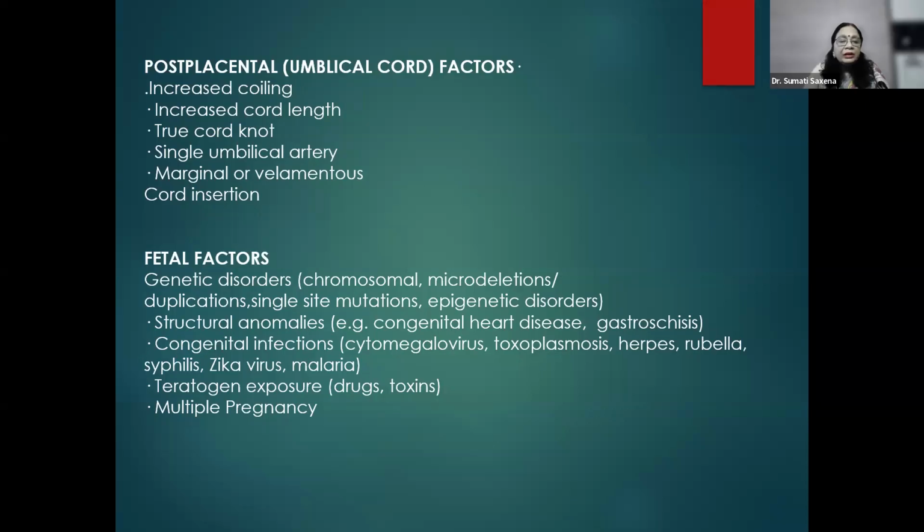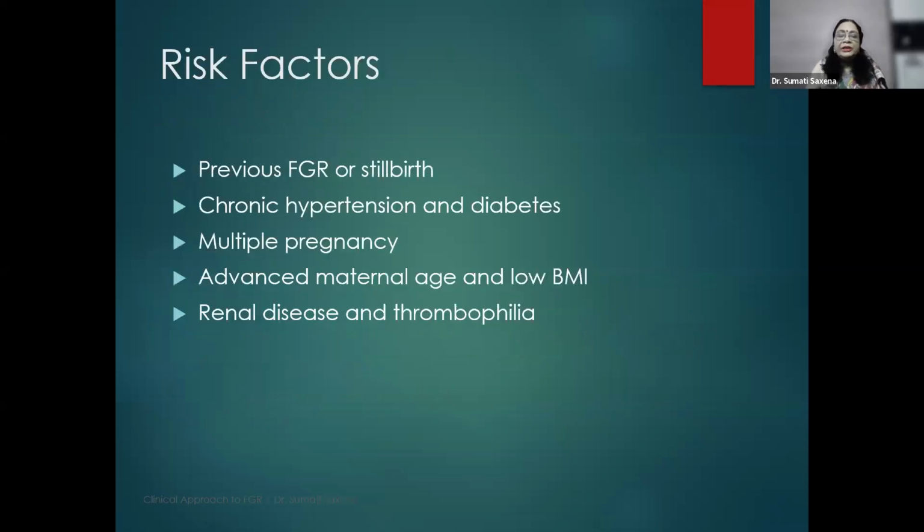And then congenital infections are a very important cause of FGR in the form of cytomegalovirus infection, toxoplasmosis, herpes, rubella, syphilis, Zika, and malaria. And sometimes teratogen exposure is a cause of fetal growth restriction, and multiple pregnancy is a known cause for fetal growth restriction. So these are some etiological factors which can cause fetal growth restriction.